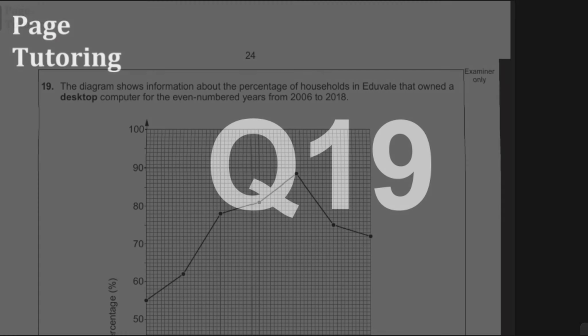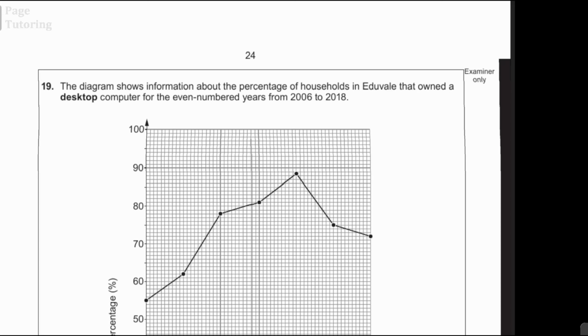Question 19. The diagram shows information about the percentage of households in Eduvale, which just before recording this, I had to try and get my sensible head on, because I'm just imagining Eduvale as like this vast valley of teachers and schools and like a harmony, and honestly it sounds kind of hellish. We've got to do our maths. Maths is very useful for real life. I do not want to live in a utopian education valley.